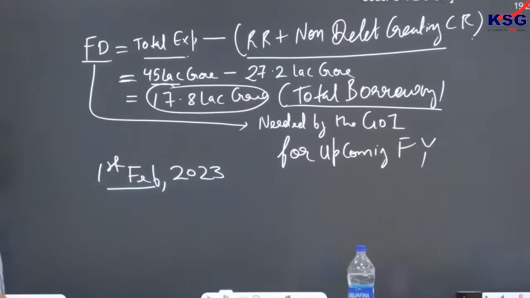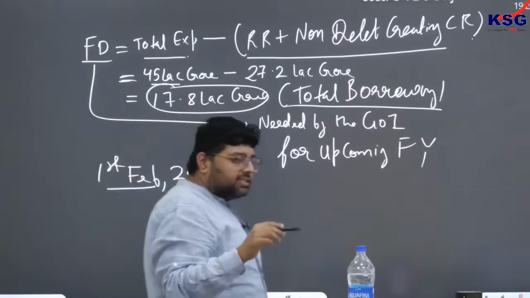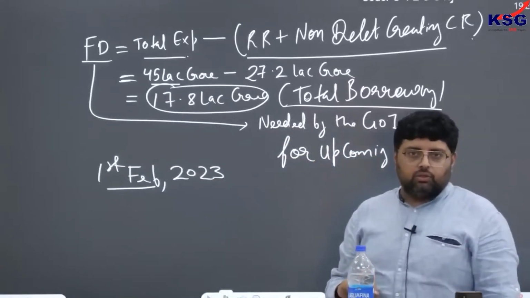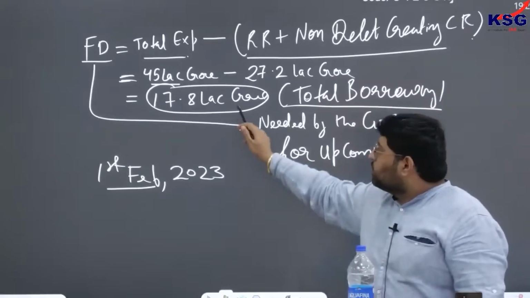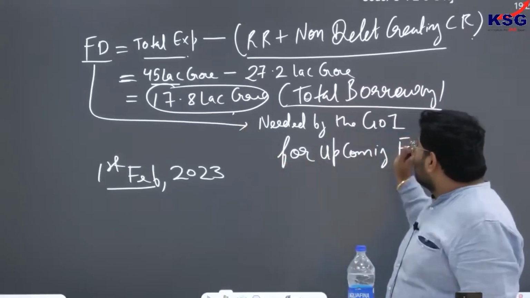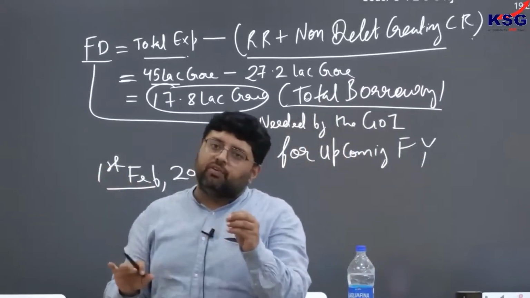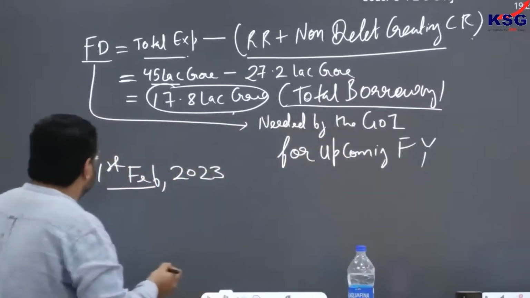So it means that in our running financial year, which started 20 days back, we are going to take this much amount as borrowing. So this is my total borrowing. So FD is equal to total borrowing needed for the upcoming financial year. Now come to revenue deficit.